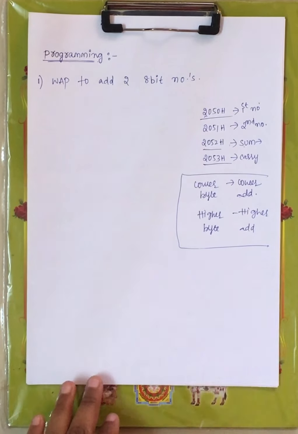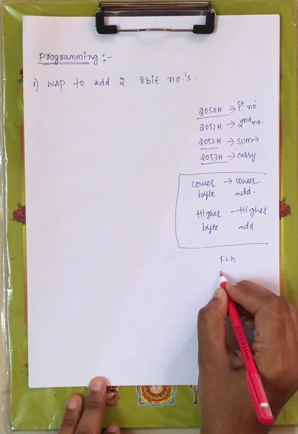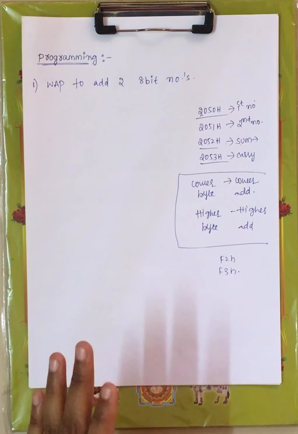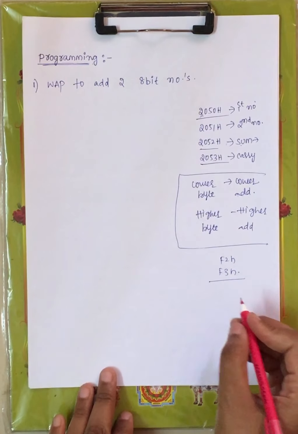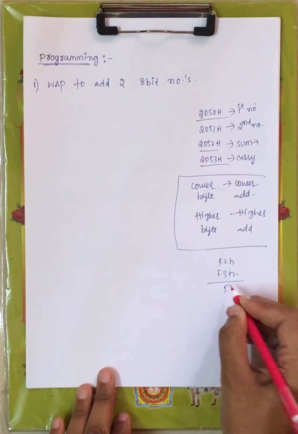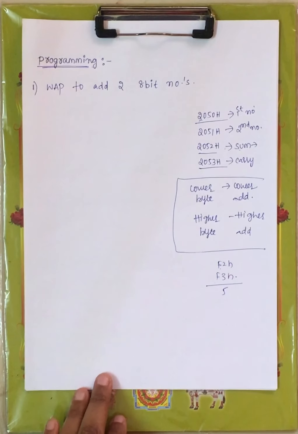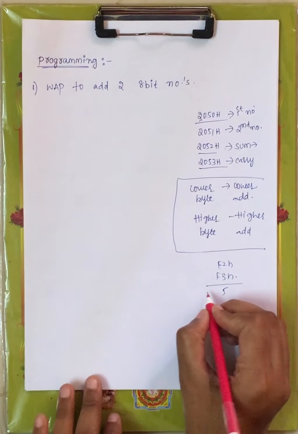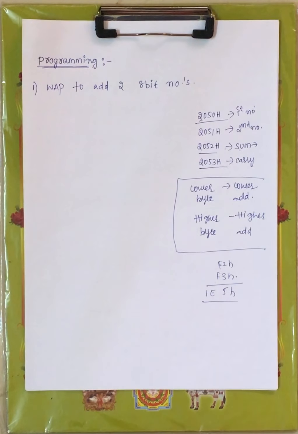Now I have added two numbers. Let us assume I have added F2H and F3H. These are the two numbers that I am going to add. This H indicates hexadecimal format. Now what is 2 plus 3? 5. Now what is F? In decimal it is 15. 15 plus 15, what is the result? You will get 30. Now 30 is in decimal, and in hexadecimal it is represented by 1EH. This is the addition of those two numbers.